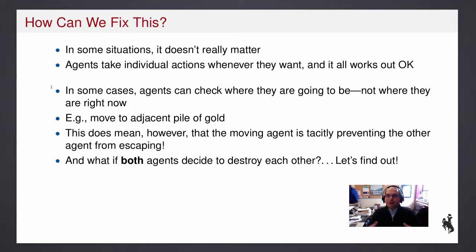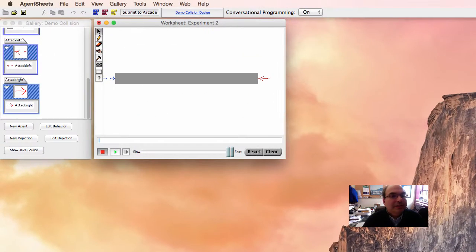Here's another question. We have these two guys moving towards each other to make a collision. What if they're both trying to kill each other? Surely one of them's going to win and the other one's going to lose. How does that work? Again, the beauty about programming is that we can actually find out. Okay, so let's try this experiment.